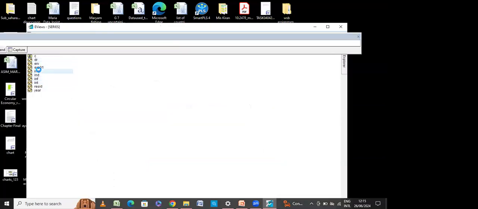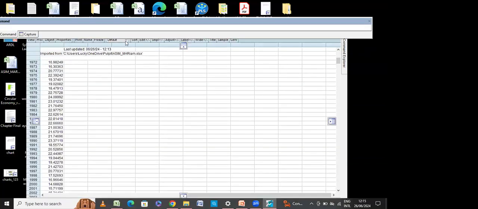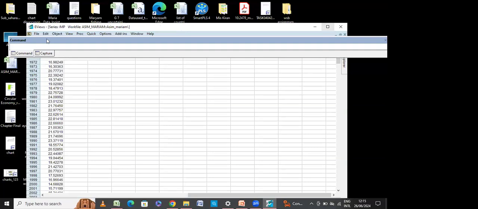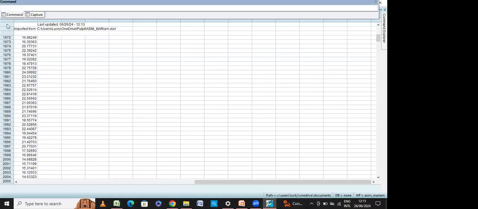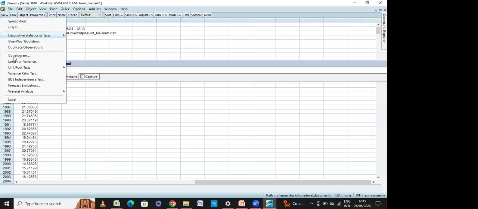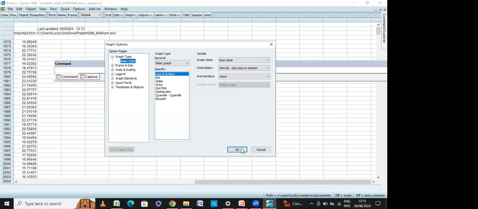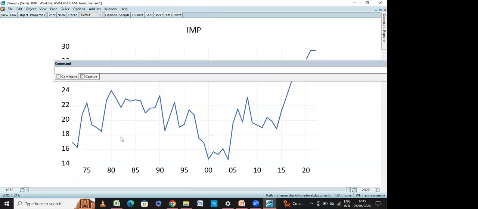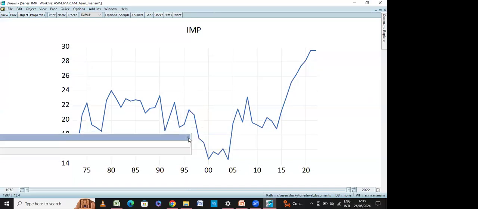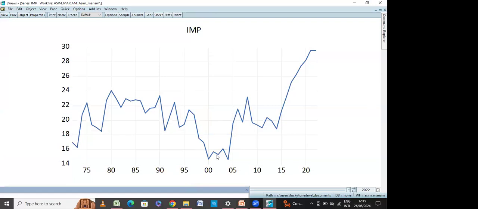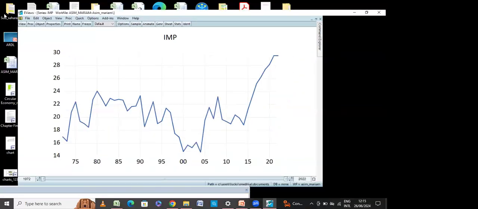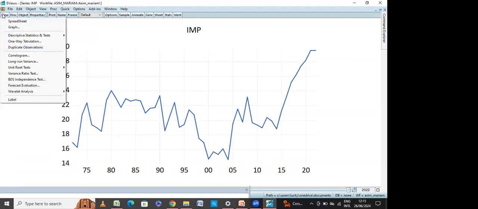So let's suppose this is my import variable. I will again go to View, click on Graph, and check line and symbol. Now this is available as a simple single import graph. So that's how I can easily check all my graphs. Now let's proceed further.